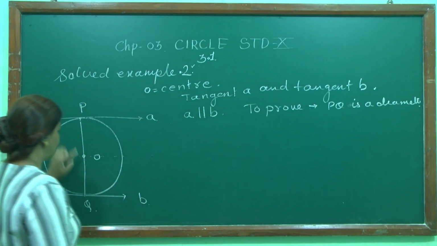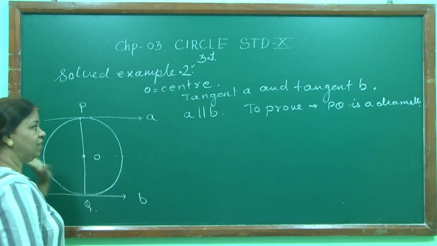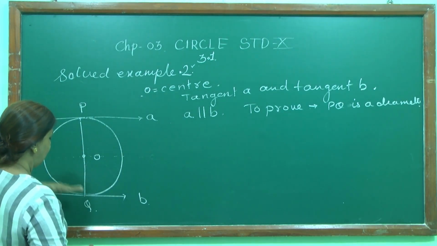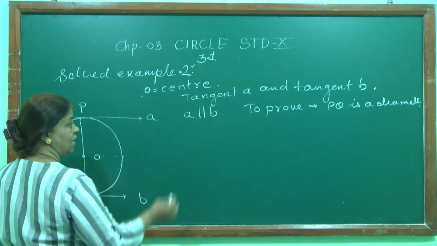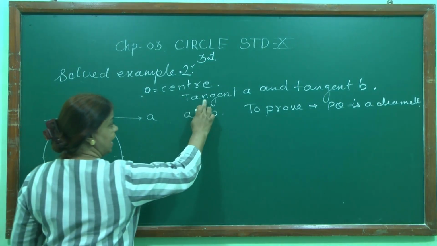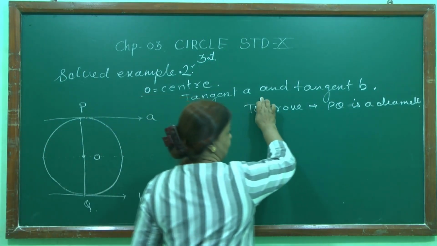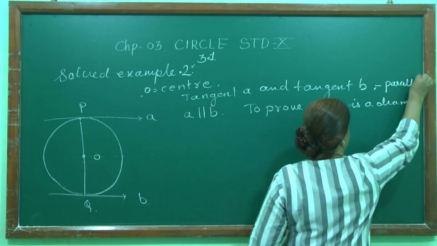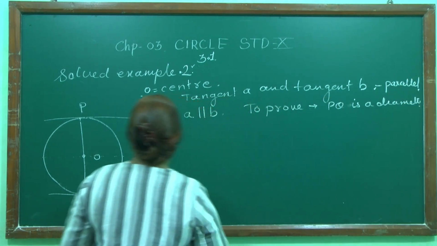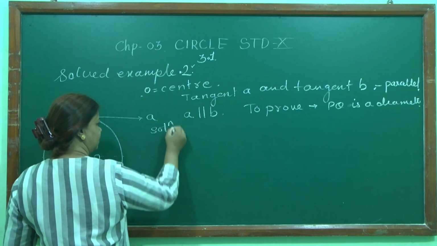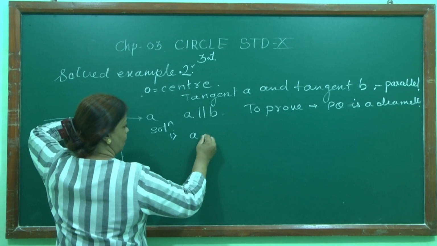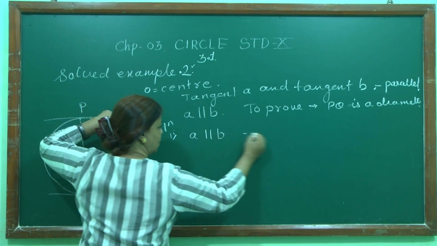Now see, O is the center of the circle given. A and B are tangents and also parallel, given. So when I am doing the solution, what do I write? First point I write: A parallel to B, given.